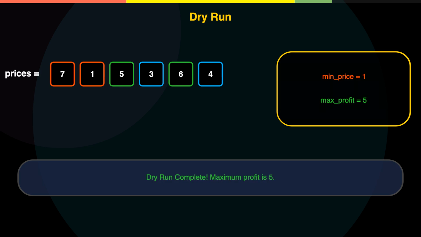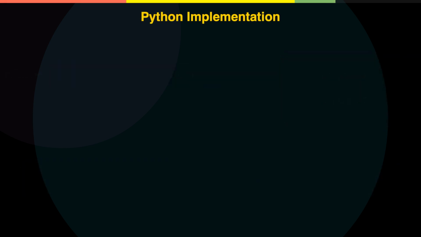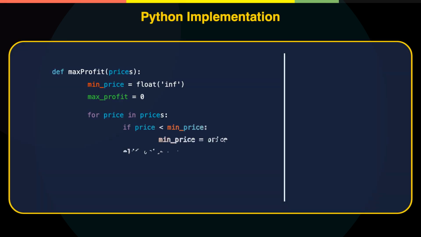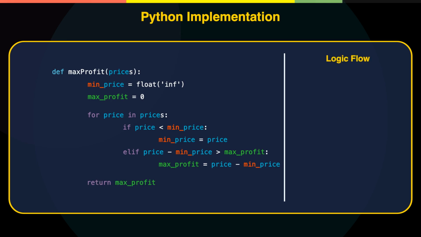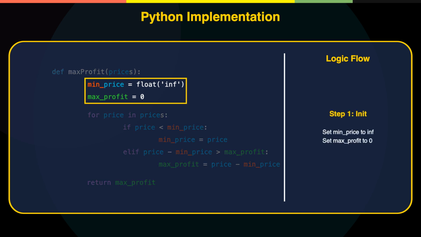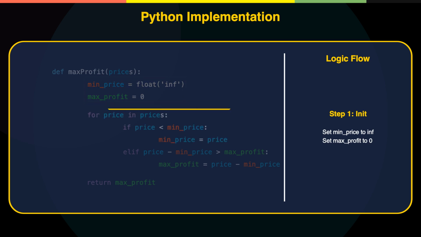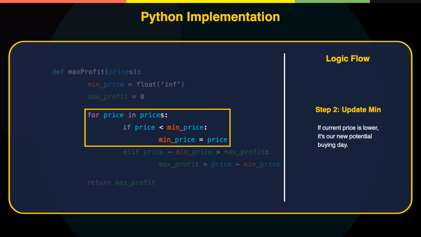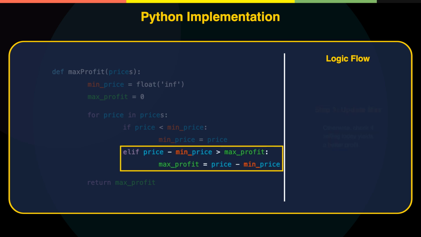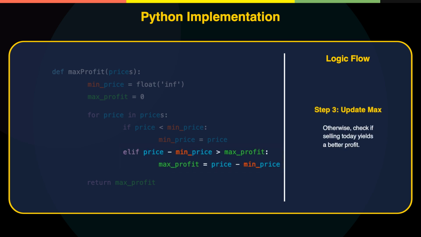Now that we have walked through the logic visually, let us see how these variables translate into our Python code. We define our function max profit, which takes the prices array. We initialize min price using float infinity and max profit to 0. We then enter a single loop that iterates through every price. If the current price is less than our min price, we update the minimum. Otherwise, we check if the difference between the current price and our min price gives us a new best profit. Finally, we return the max profit.